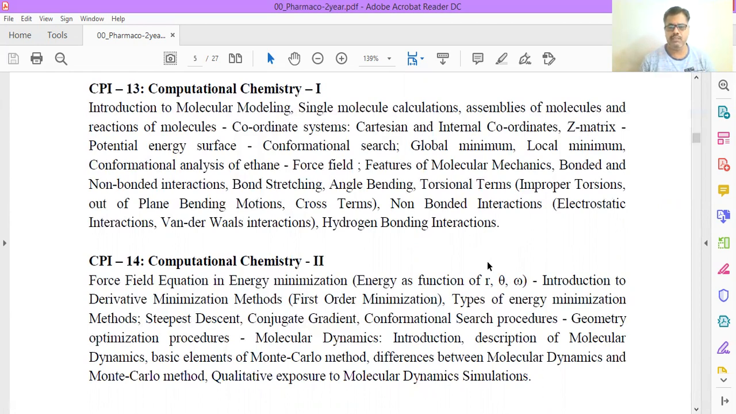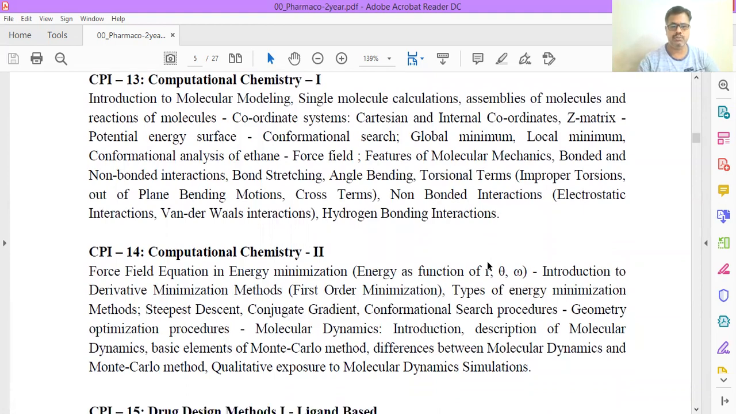Because if the molecule is in its lowest energy state, that means it is a stable molecule. That is the basic fundamental criterion. So how to obtain a small molecule with the lowest energy conformations. These are the different methods that will be available in these two units.